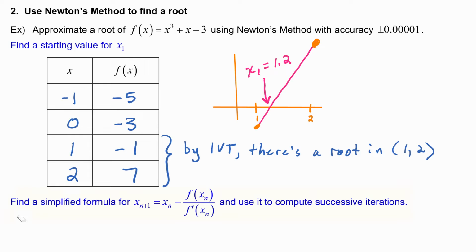Next up, we're going to find a simplified formula for xn plus 1. Now to do that, we see we're going to need the function, which we have here, and we're going to need the derivative, which is here. So let's jot down. We can see that f prime of x is going to equal 3x squared plus 1.